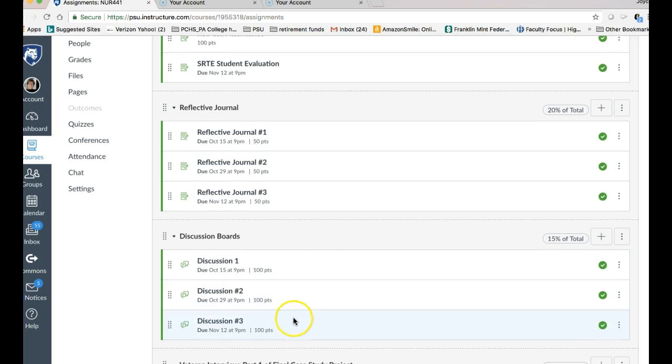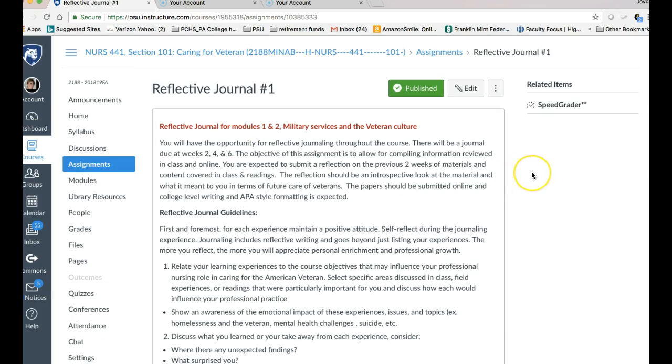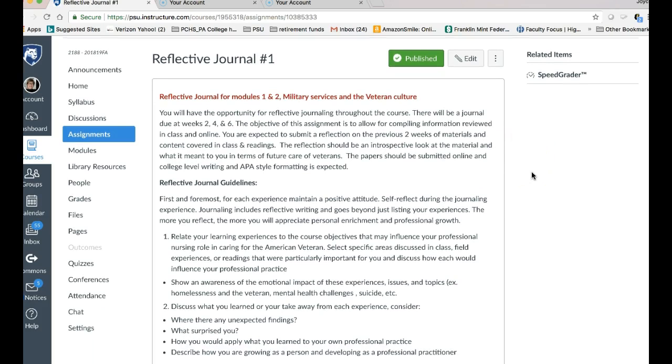Both the discussion questions and the reflective journal, I will open this up, will focus on the material that you learned with those 2 previous weeks. For instance, last week was week 1. We are in week 2. So by Monday at 9 p.m., you are to have your reflective journal in that focuses on all the information that you learned, gleaned, read, participated in over the past 2 weeks.